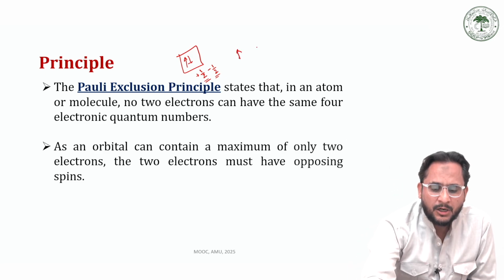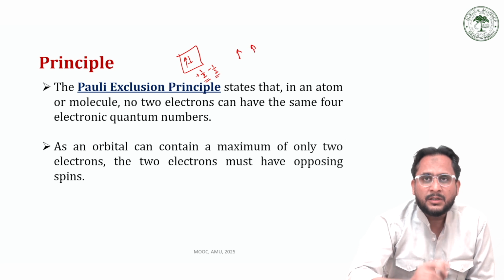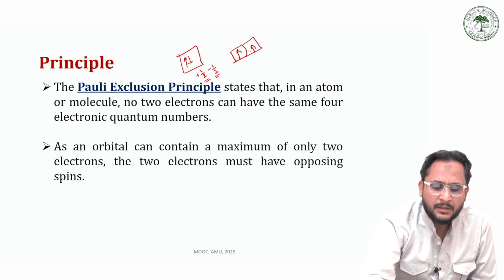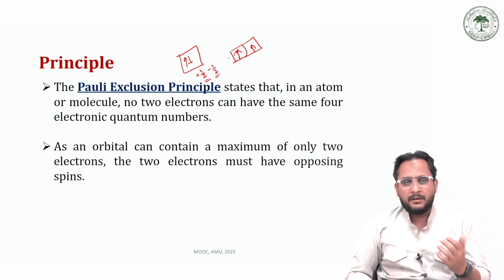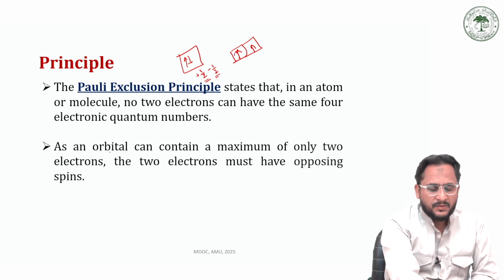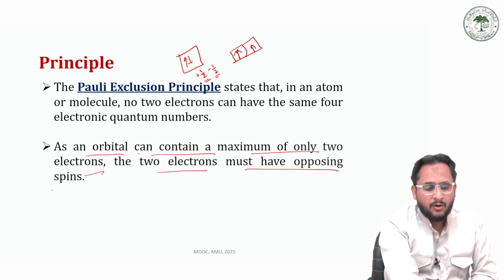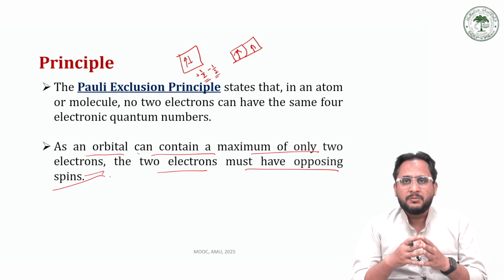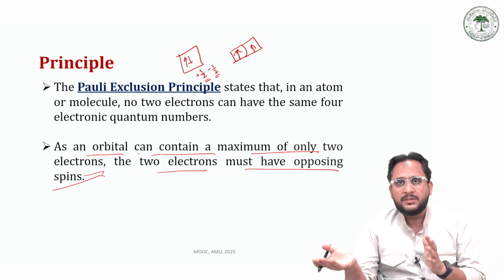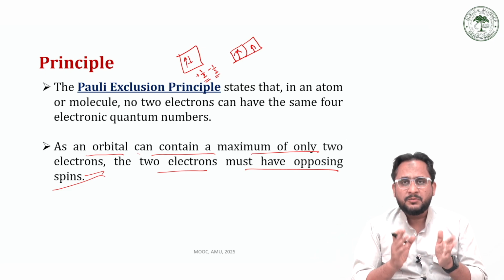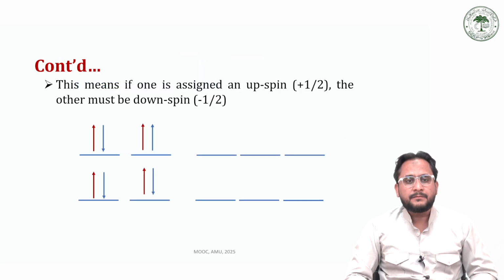If their spin is not paired, they cannot remain in a single orbital. They have to be in two different orbitals to have their spin parallel. So the same is being written here. Orbitals can contain a maximum of two electrons, and these two electrons must have opposing spin. They cannot have the same spin. If they have the same spin, they must be present in different orbitals. But if they are present in the same orbital, their spin must be paired.